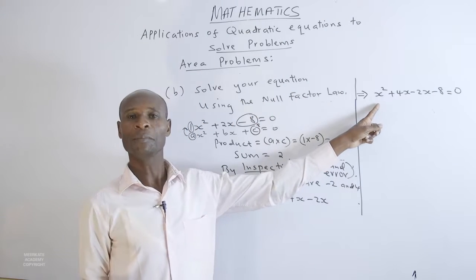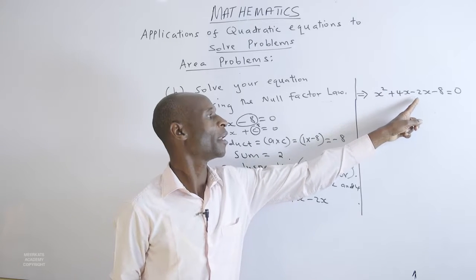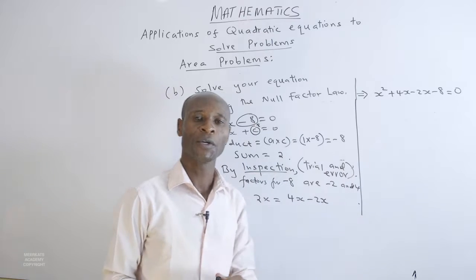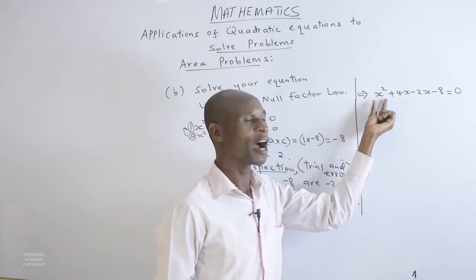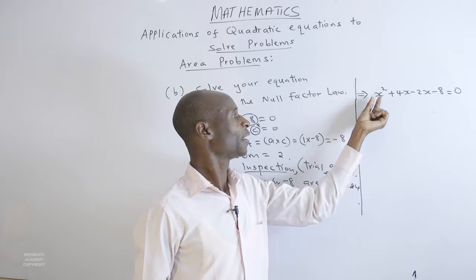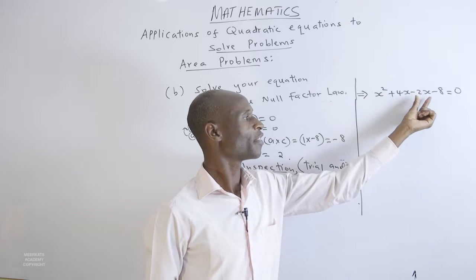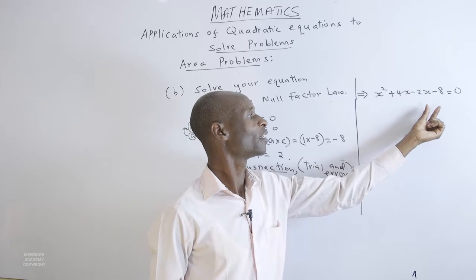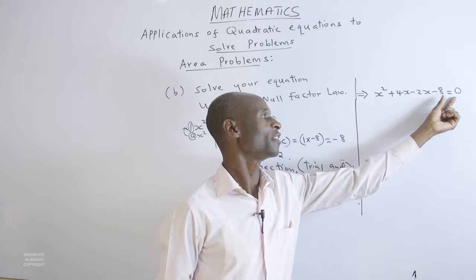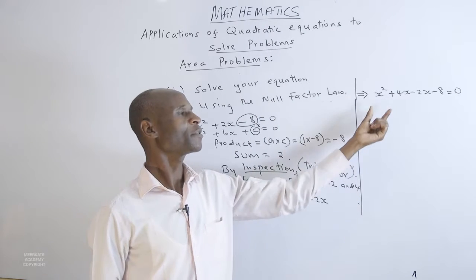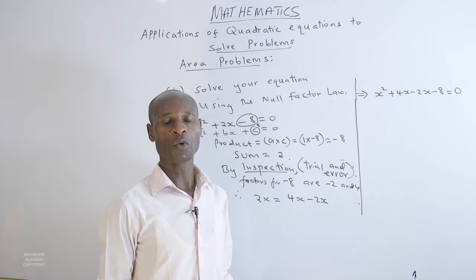So our quadratic equation becomes x squared plus 4x minus 2x minus 8 is equal to 0. Now class, you'll discover that we have a total of 4 terms. The first one is x squared, second one is 4x, the third one is minus 2x, then the fourth term is -8, is equal to 0. So at this point, we can factorize by grouping.